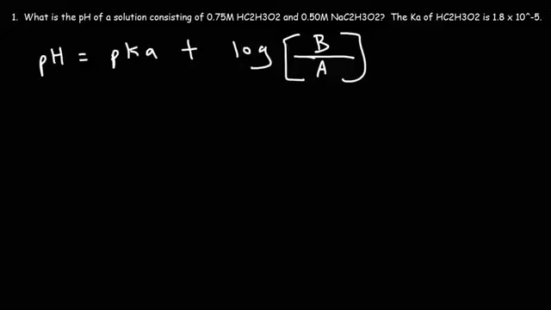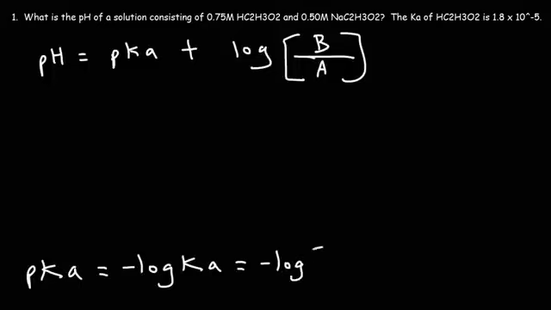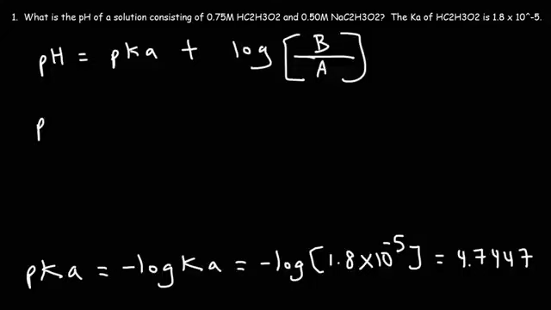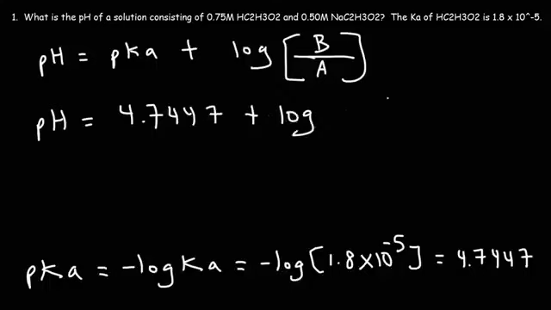Now the first thing we need to do is calculate the pKa of the weak acid, and that's negative log of the Ka. So we have the Ka value, which is 1.8 times 10 to the negative 5. So the pKa of acetic acid is 4.7447. So now let's plug it into this formula. So that we have the pKa, it's this number, and then plus log the base.